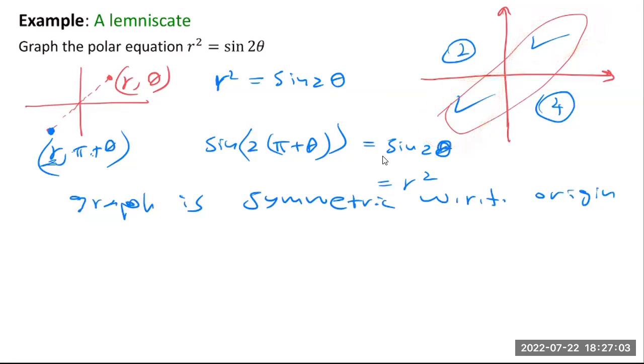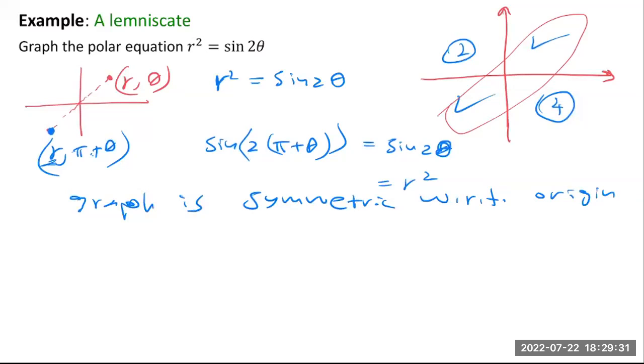So all you need to do is graph this equation only for theta values between 0 and pi over 2. Once you figure that shape out, the other shape is the mirror image of that. You complete the shape on the other side using the fact that the graph is symmetric with respect to the origin. Okay, so let's make a value table for this one for theta values between 0 and pi over 2. That's what we are going to do next.